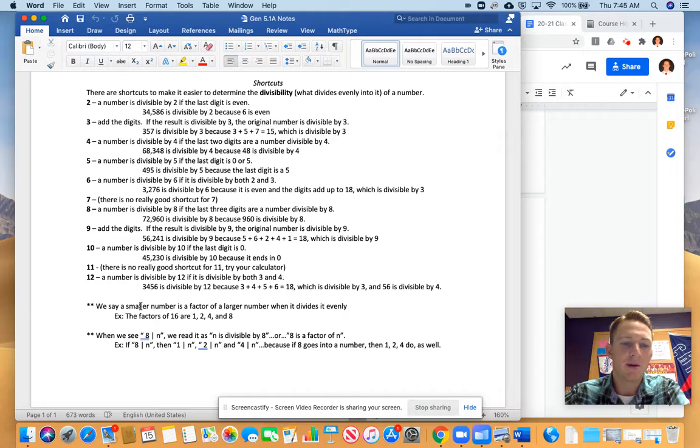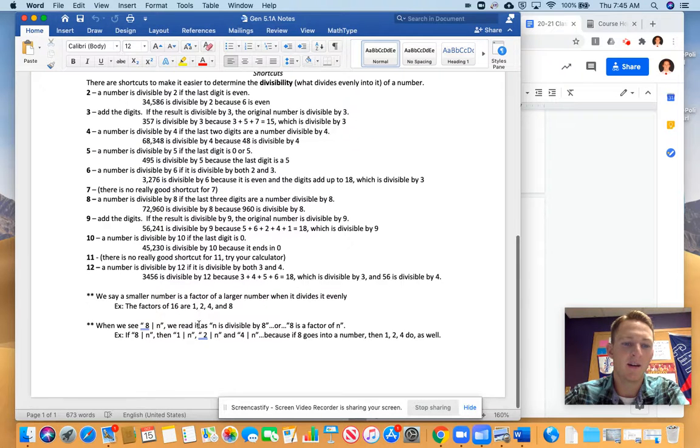Lastly, we say a smaller number is a factor of a larger number when it divides it evenly. We've talked about that before, but just to clarify, the factors of 16 are 1, 2, 4, and 8, because I can divide 16 by 1, 16 by 2, 16 by 4, 16 by 8, and it'll all come out to be an even number.